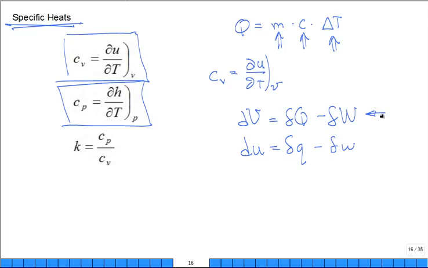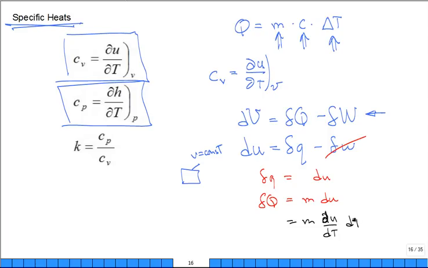All right, so let's do this. If I have a small system where the volume is constant and I apply the first law with some heat transfer into it, what is the work? Zero. Delta Q is equal to dU, or delta Q is equal to m du, which is m times du/dT dT, holding volume constant.